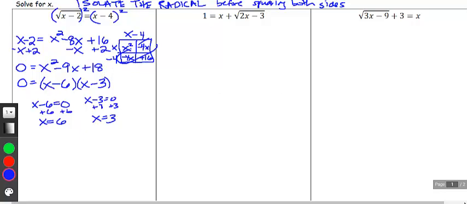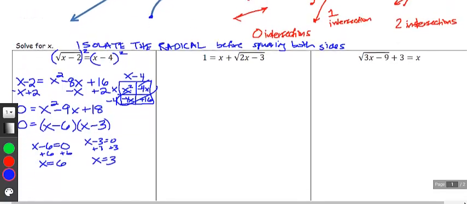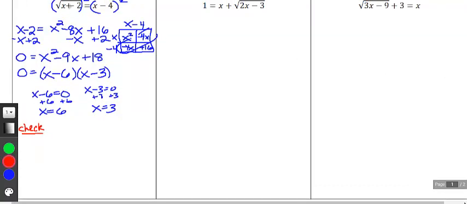I know that either none of these answers are going to actually be answers, one of these answers might be an answer, one of them might not be, or both of them will be answers. I now have to figure out which situation it is. That means it's time to check. I now have to check each of these answers, and when I do a check, I have to plug in to the original. So here we go. I'm going to plug 6 in for the x.